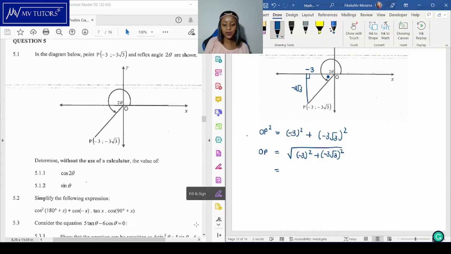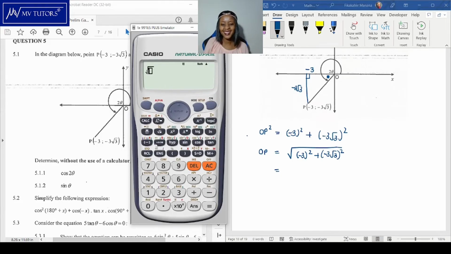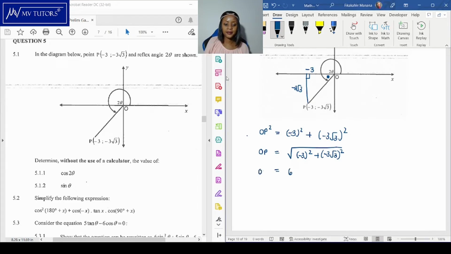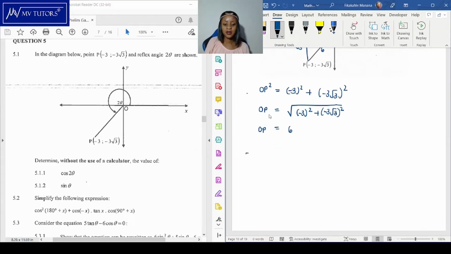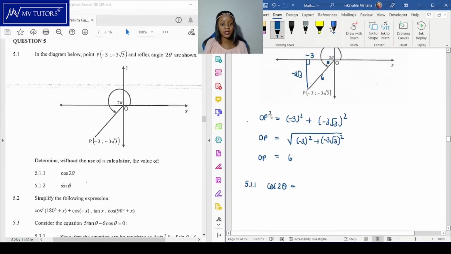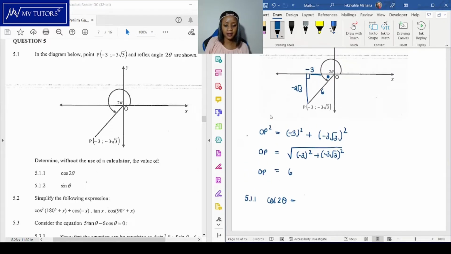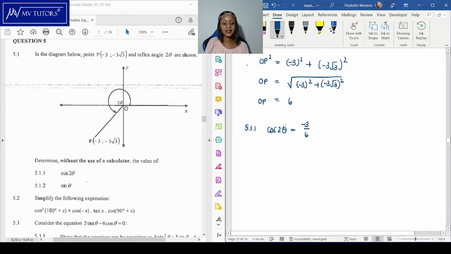If we were to work that out, as you can see, I tried it before. Negative 3 squared plus negative 3 root 3 squared, and our answer is 6. So the value of our hypotenuse is 6. Now our triangle is complete and we can answer the following questions confidently. So cos 2 theta, which is adjacent over hypotenuse: the adjacent that we see is minus 3, and our hypotenuse is 6. So therefore our answer is negative a half.